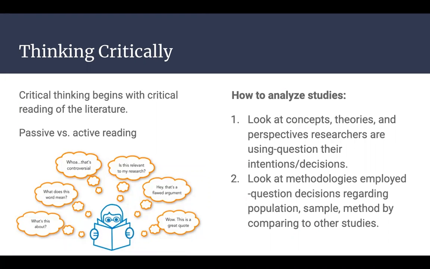And so, in order to notice those patterns, those similarities, those distinctions, that type of critical thinking begins with critical reading of the literature. And so, your book makes a point that you want to be engaged in active reading and not just passive reading. Active reading involves looking at the concepts, theories, and perspectives researchers are using. You want to question their intentions and their decisions.